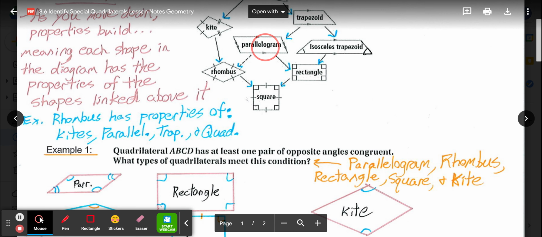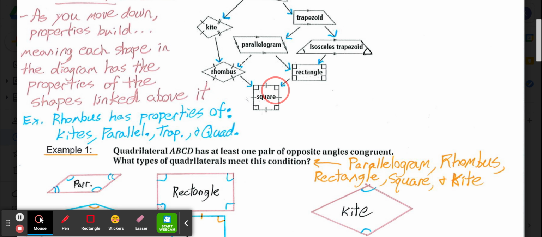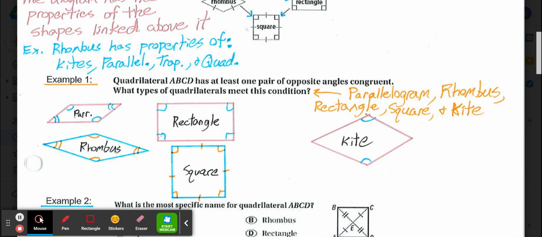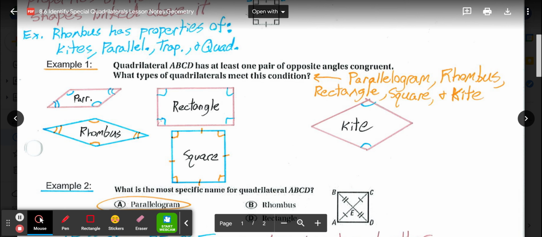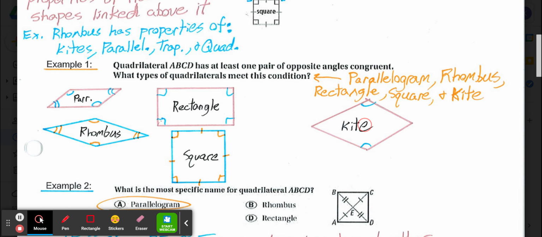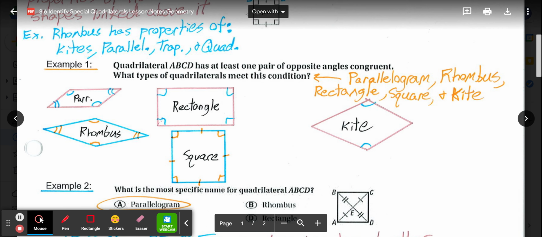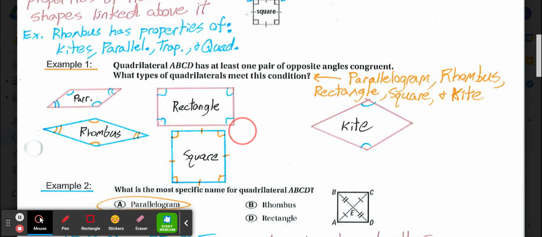So if it applies to a parallelogram, it would apply to a rhombus, a square, and a rectangle. But we also know the other figure that has opposite angles being congruent is a kite. So quadrilateral ABCD could be a parallelogram, a rhombus, a rectangle, a square, or a kite. There are 5 possibilities based on opposite angles being congruent.